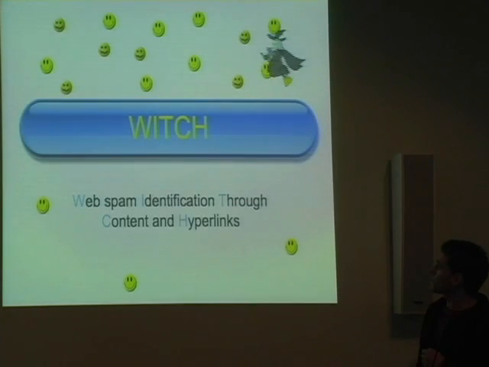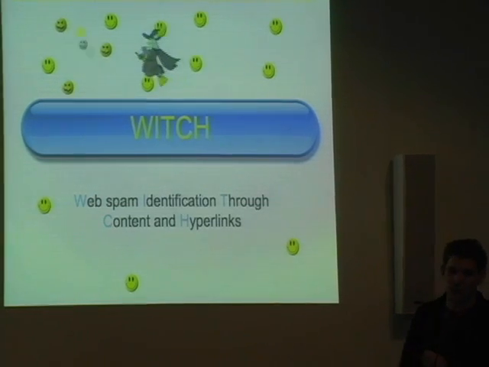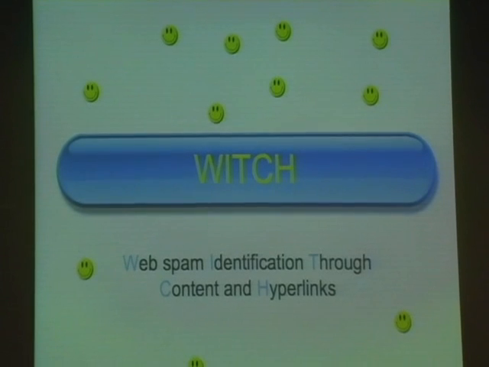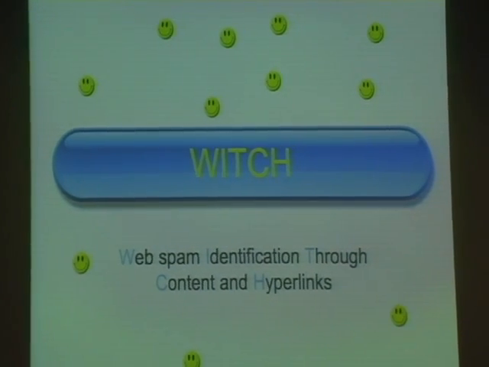The algorithm that I worked on is called WHICH, or we called it WHICH. We chose it at midnight on the submission deadline because we couldn't think of anything better, but the letters work out correctly if you write it that way. We wanted to take advantage of both content and hyperlinks, so we wanted web spam identification through both content and hyperlinks. We wanted to use both the link information and the content of the pages. Both of them are valuable to some extent, and we want to be able to use both of them.